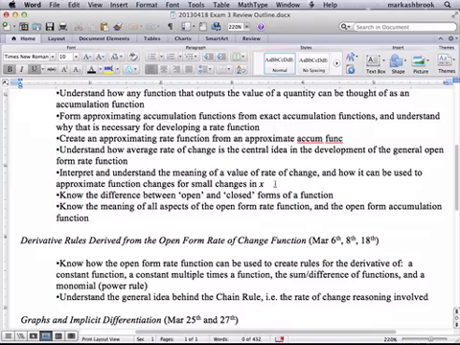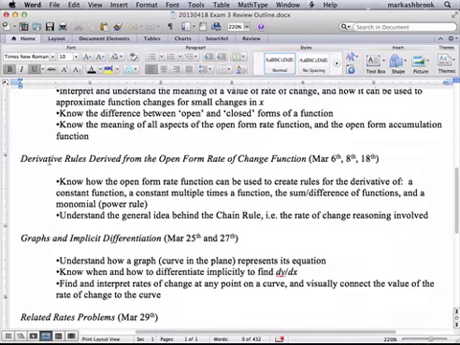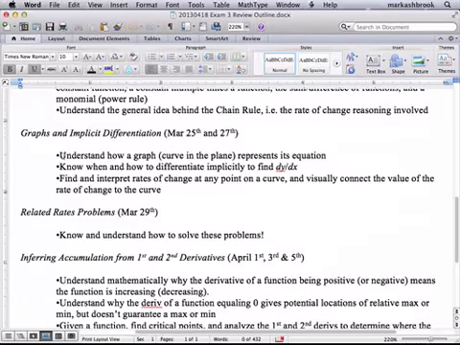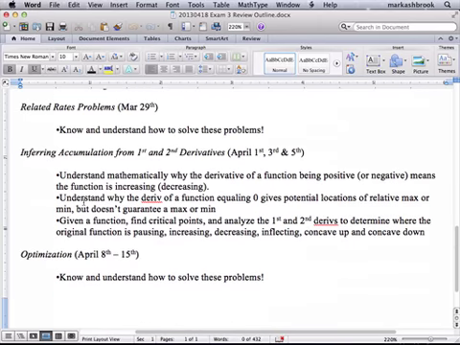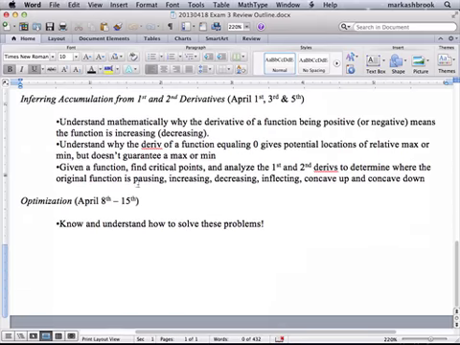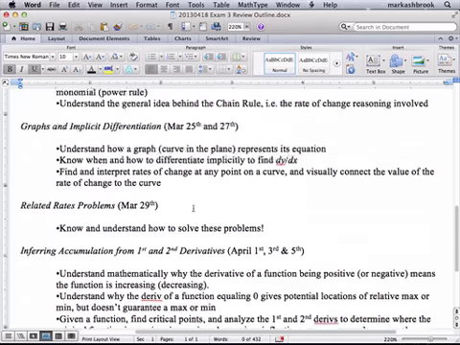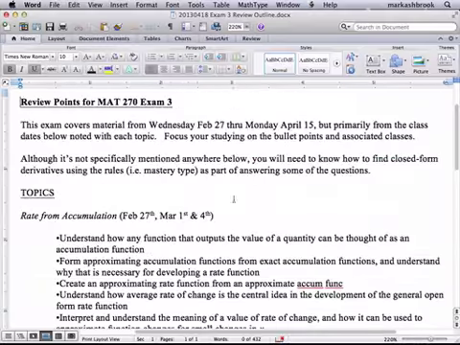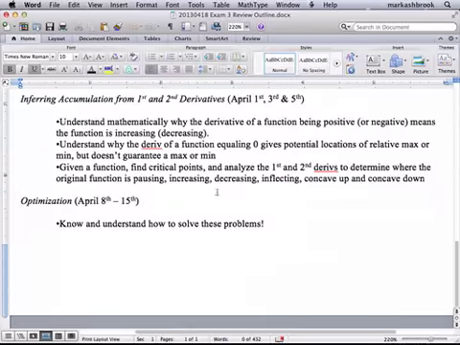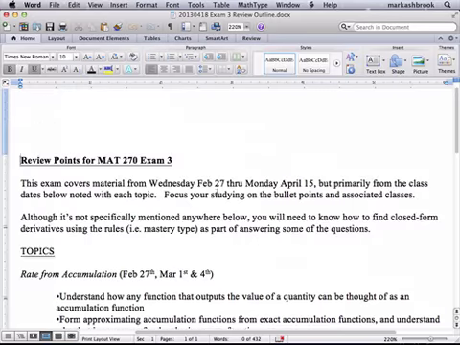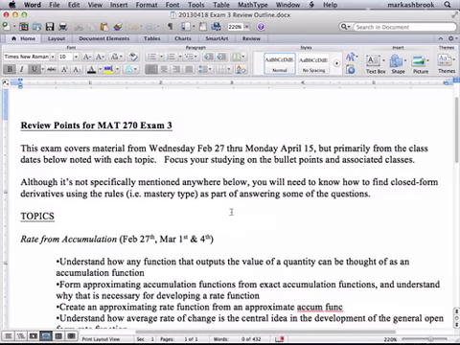So you've got rate from accumulation, deriving the derivative rules, graphs and implicit differentiation, related rates, inferring accumulation from the derivatives, and optimization. And so I won't read through all the bullet points, but there's nothing on the exam that's not represented somewhere on this review sheet. Okay? Everything on the exam is represented on this review sheet, and I've tried to hone you in on the days of class that are important. Any questions on your exam, which is Thursday, exam 3?